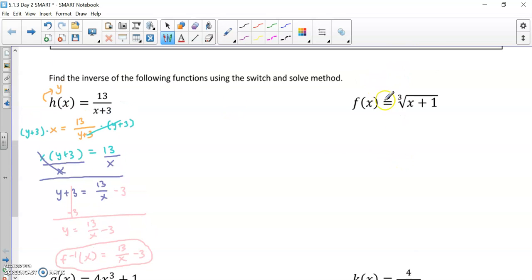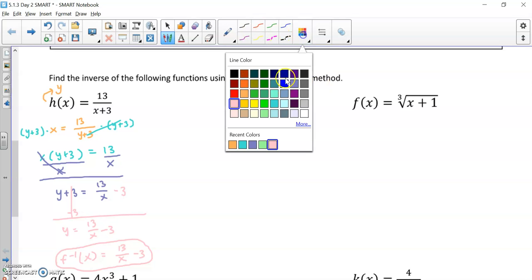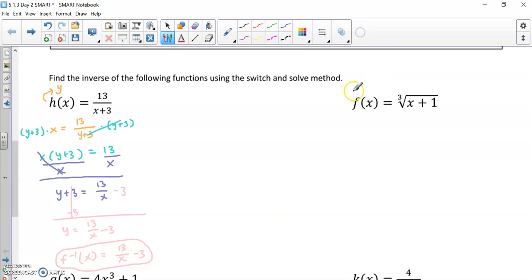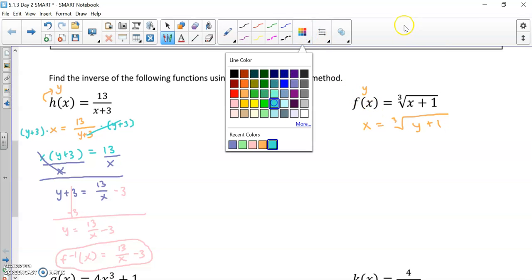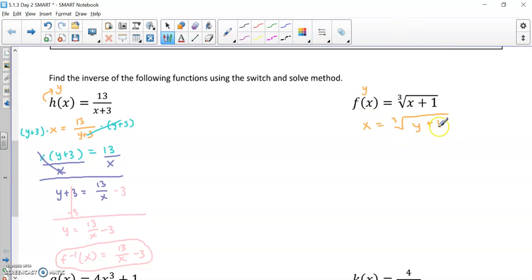Alright, next we have a cube root situation going on. So let's start again with our basic steps. Remember that this is just another way to say y for us right now. So we'll start by switching them. x equals the cube root of y plus 1. Now we need to make moves here. Right now, y plus 1 is trapped in this cube root, and there's nothing else going on outside, so we have to start by getting rid of this cube root. The opposite of cube rooting is cubing.